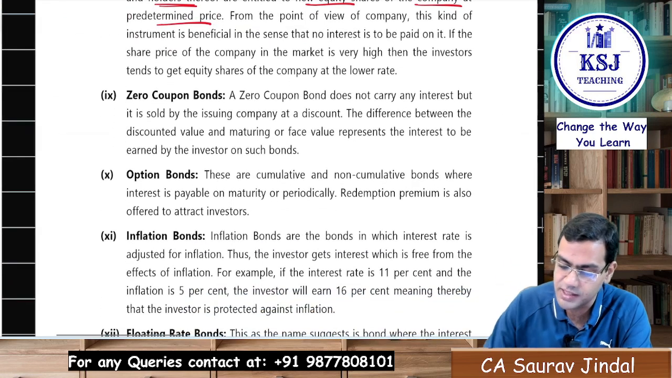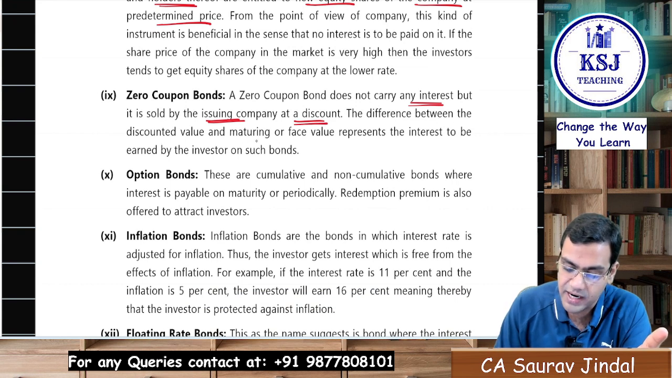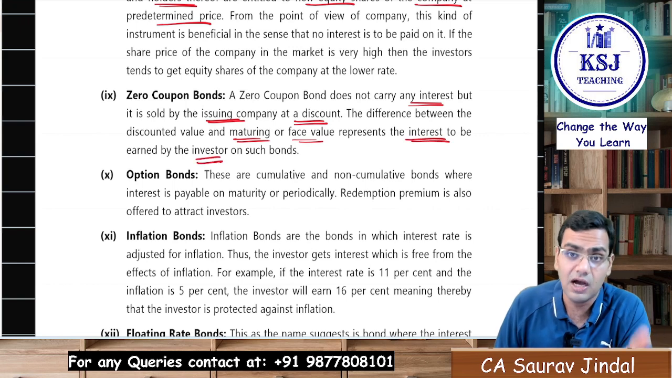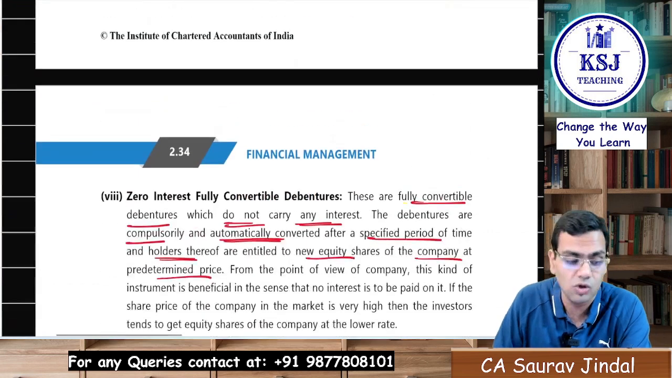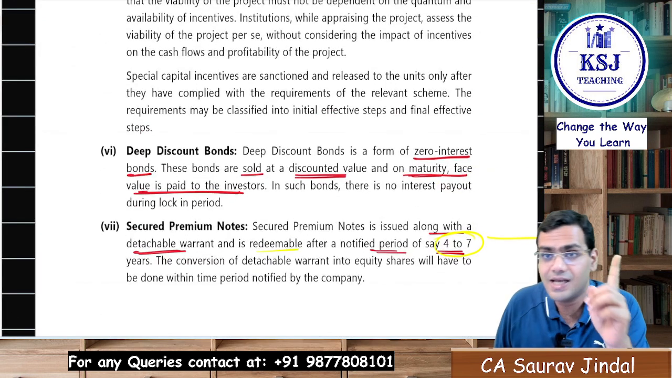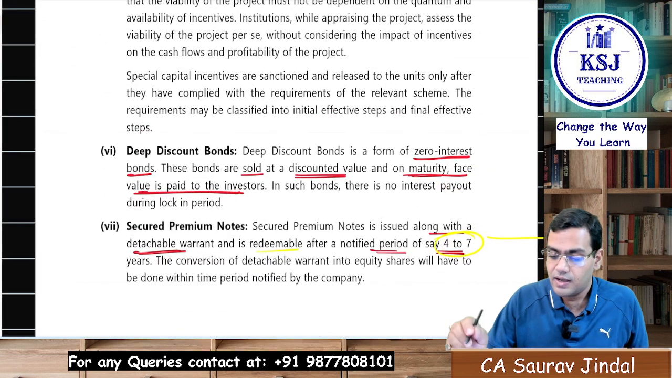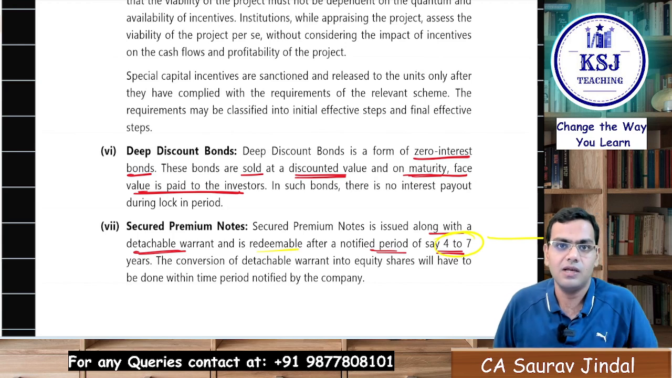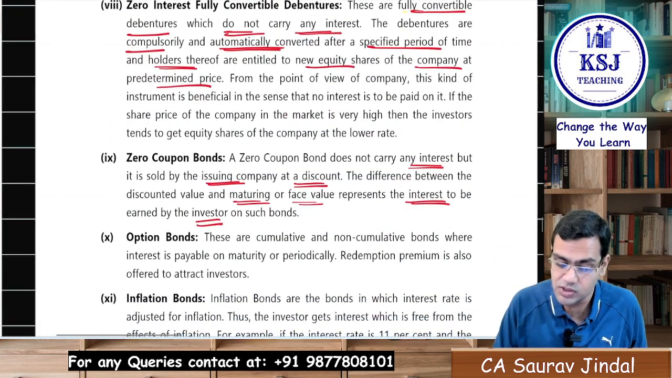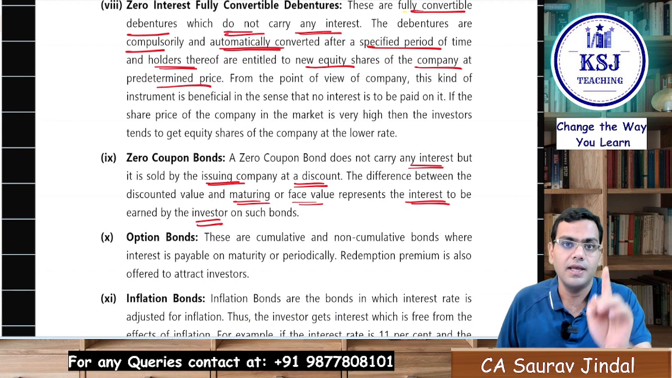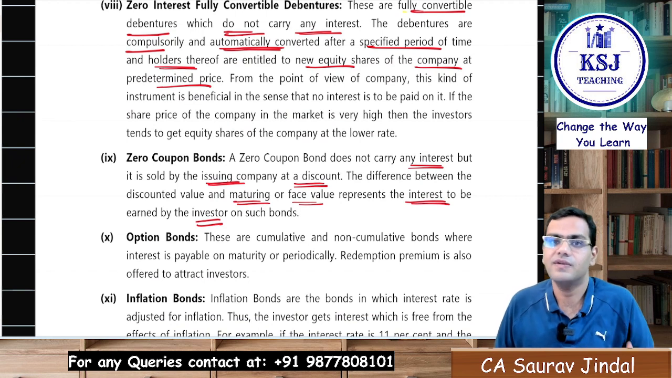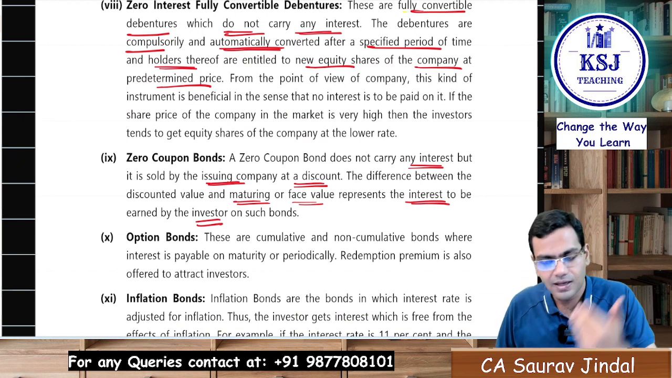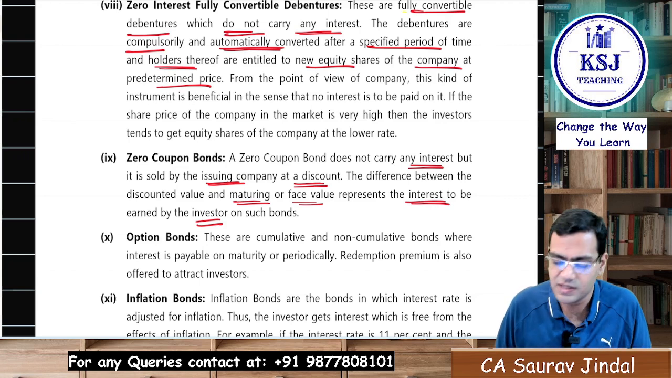Zero coupon bonds do not carry any interest and are sold by the issuing company at a discount. The difference between the discounted value and the maturing or face value represents the interest earned by the investor. Now you will ask, sir, what is the difference between zero coupon bonds and deep discount bonds? In deep discount bonds, on maturity, the face value is paid. In zero coupon bonds, at the time of maturity, we can pay a different value than the face value. It can be more or less than the face value. Normally it is more than the face value.